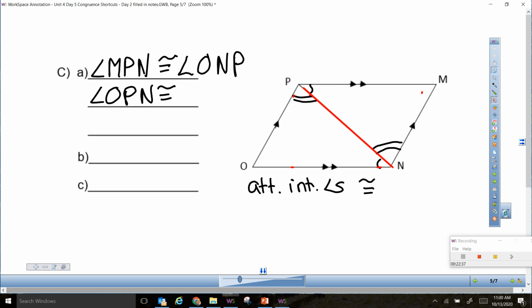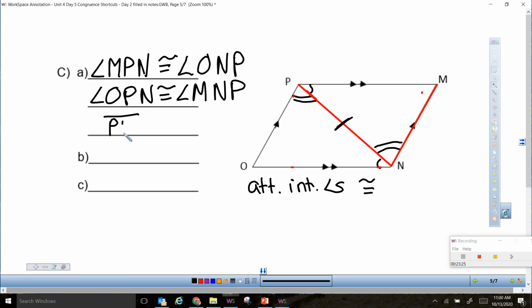Let me mark the other one. So when I named this one, I did OTN, so I went down the one with one arrow. So I need to go down the one with one arrow, so this would be MNP. So this is angle MNP. So in order for these to be congruent, I need three things that are congruent, but I only have two so far. So what is one other thing that is congruent here? The shared side, so mark the shared side as congruent. And we are going to say that side PN is congruent to side PN.